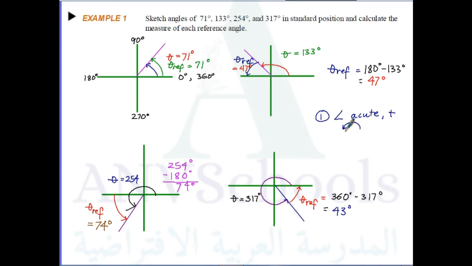The angle is always from a counterclockwise direction. Number 2, it is between the terminal side and the horizontal x-axis. So these are the two things that you need to consider when you are dealing with reference angles. So this completes our example number 1. We could move on to example number 2.